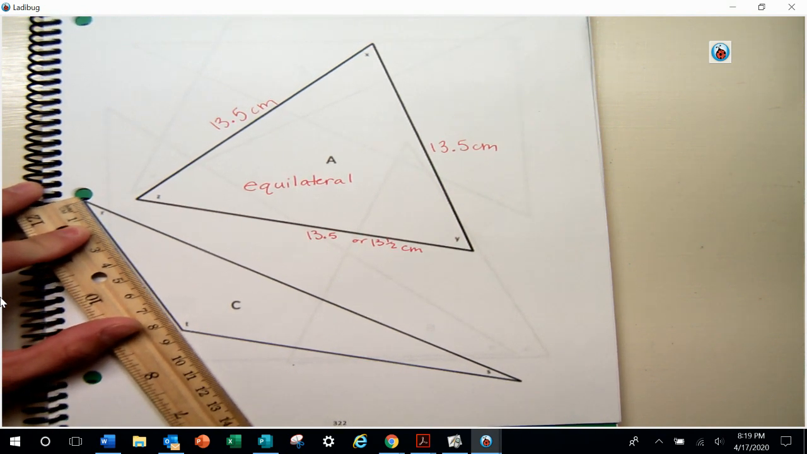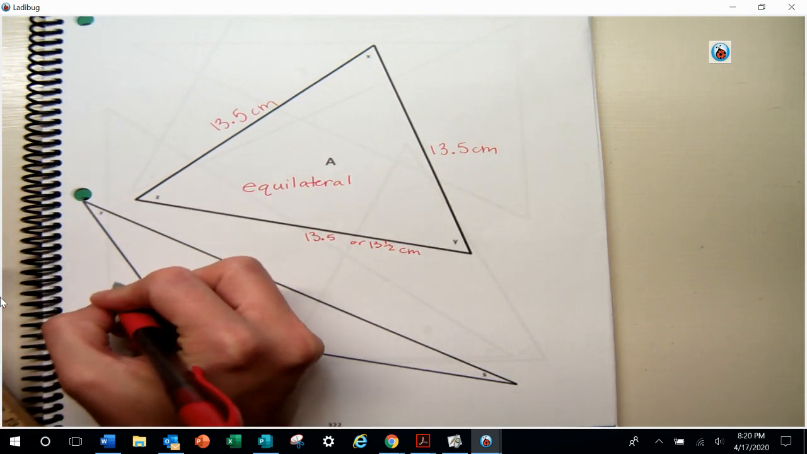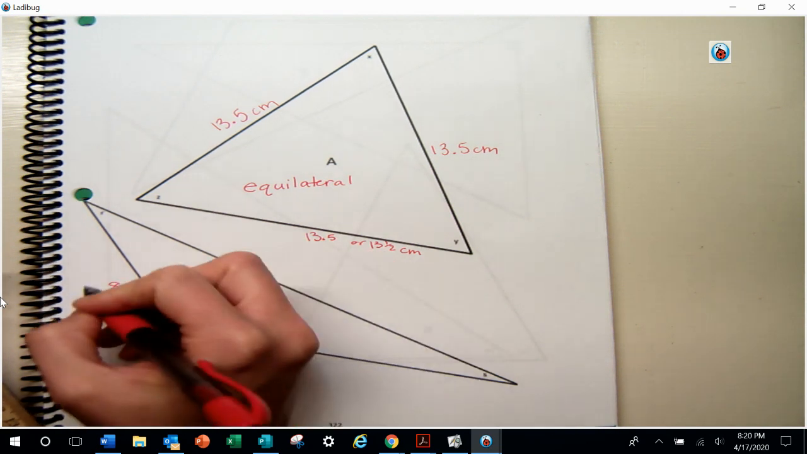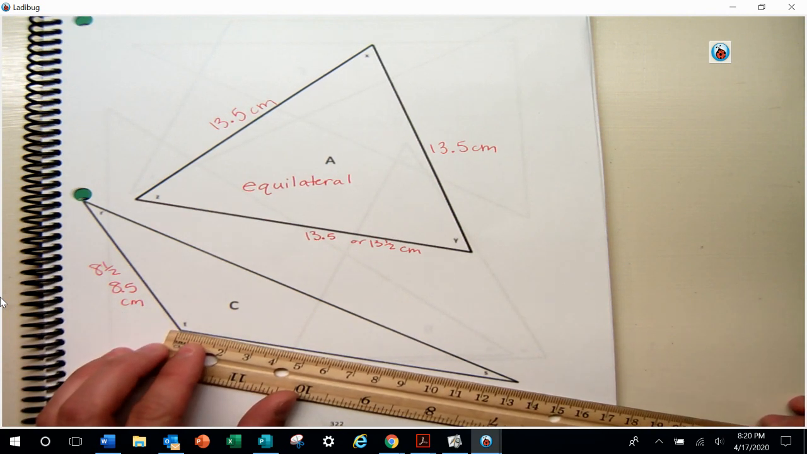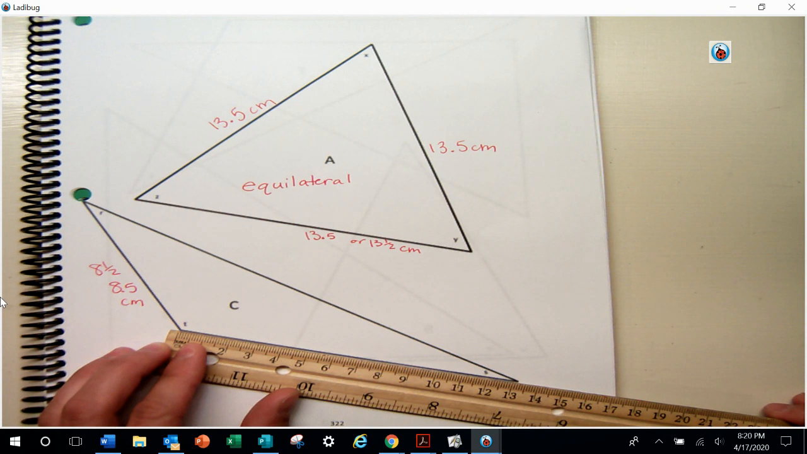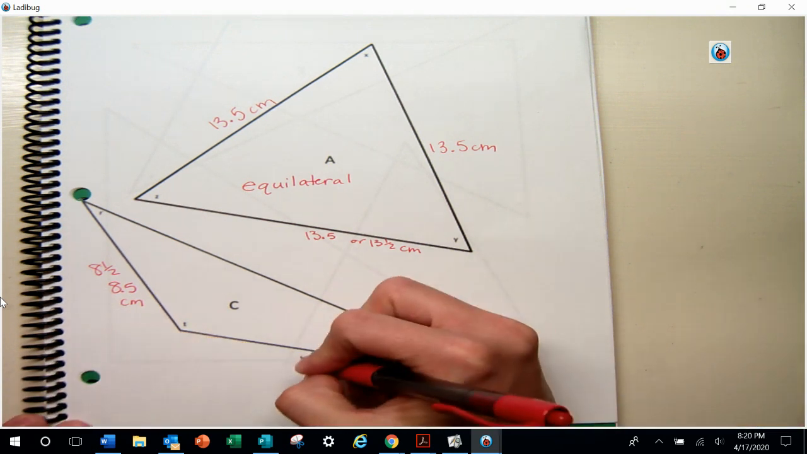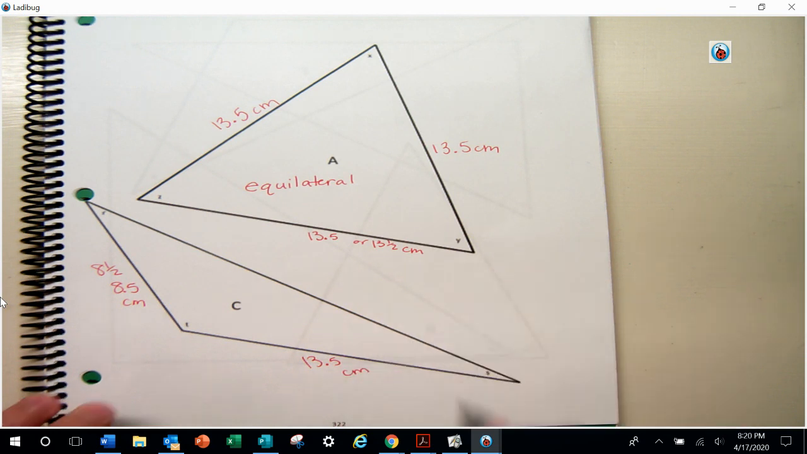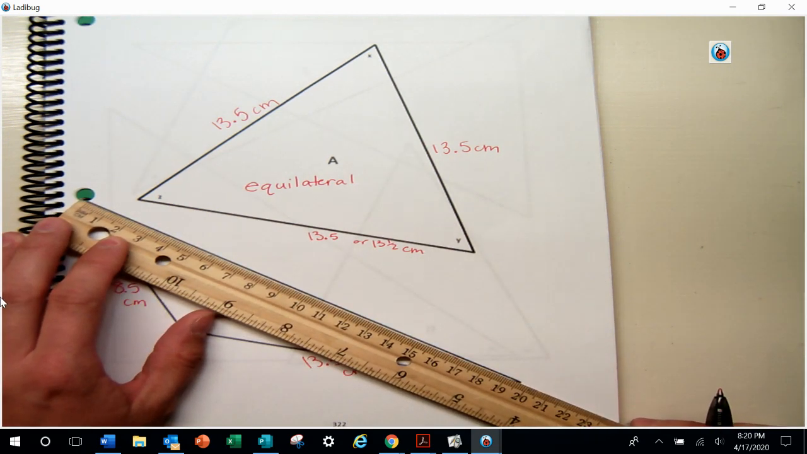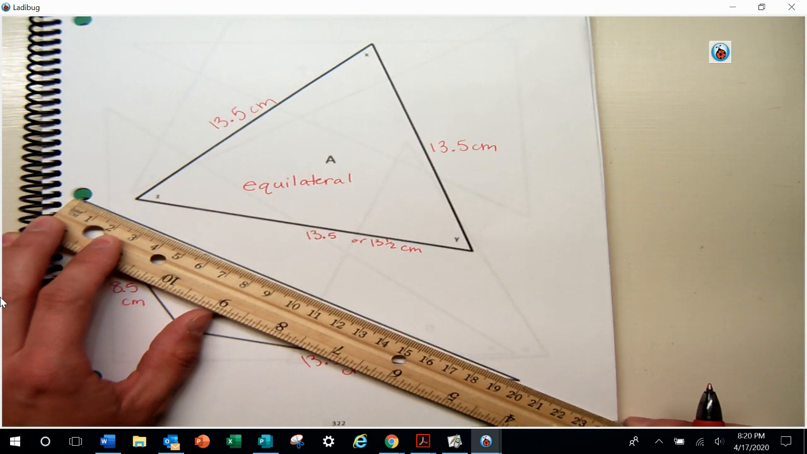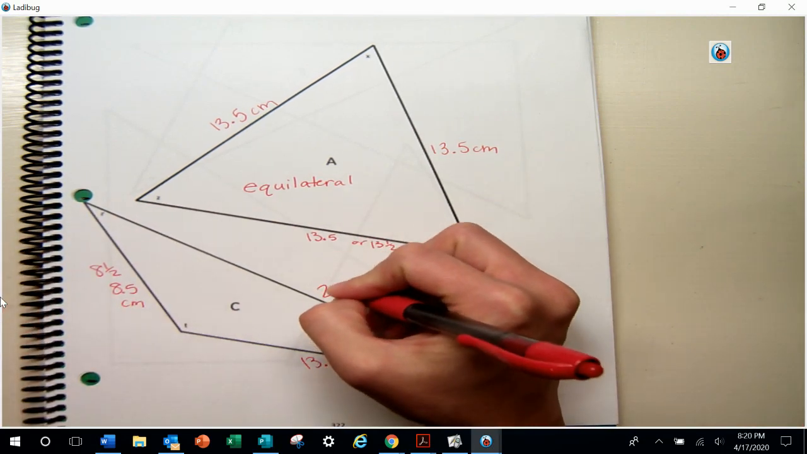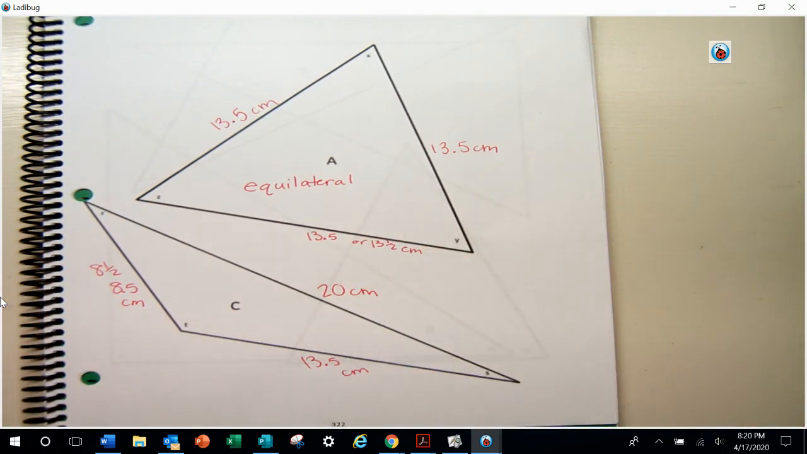Okay, so I'm measuring triangle C now, and I see that I have 8.5 centimeters. Again, if you want to write it as a fraction, you can, because you know both ways. Here I see more of a 13.5 centimeters. And this one I see, I'm going to say 20 centimeters. Okay, so I labeled all of my sides.